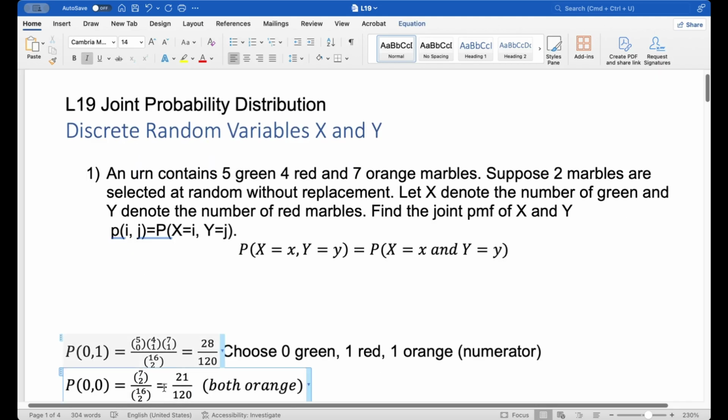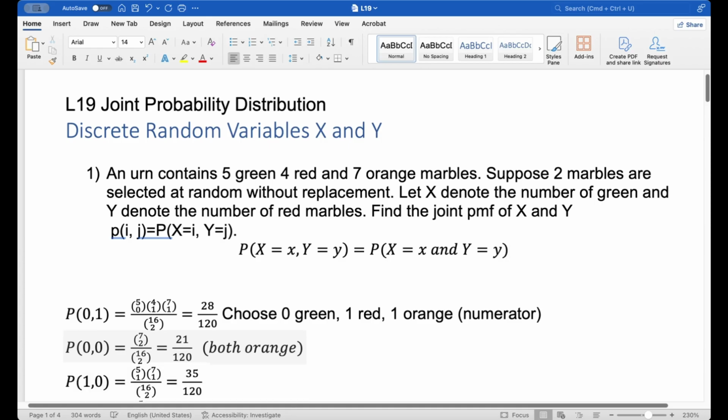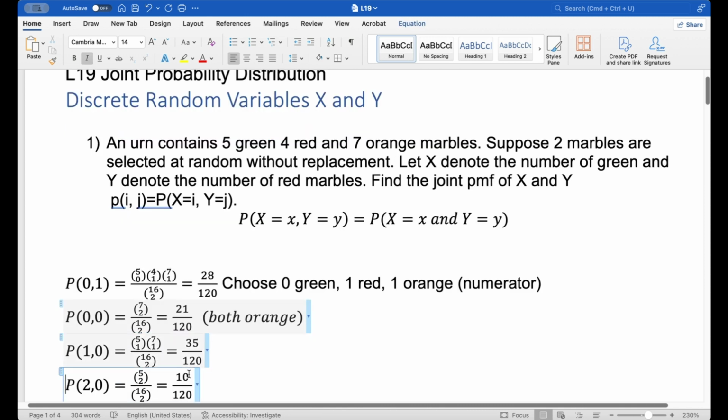All right, let's say 0, 0, which would mean that we have 0 green, 0 red. There's only one way to do those, so we can skip that over. So both of the two that are selected have to come from the orange set. So that's going to be 7 choose 2 over the grand total of 120. 7 choose 2 is 21. So that's 21 out of 120. All right, 1, 0: 1 green, no red, which means by default it's going to have to be 1 green and 1 orange. So that's 5 times 7, 35 over the total.